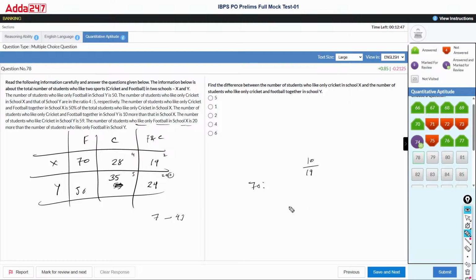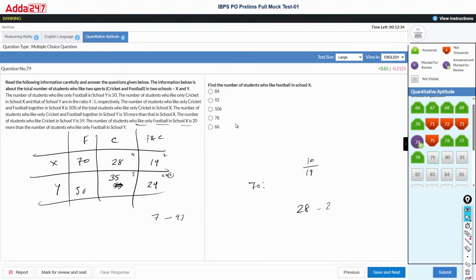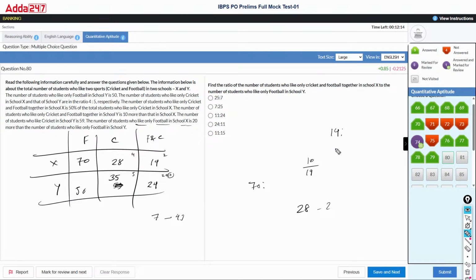Find the difference between the number of students who like only cricket in X and the number of students who like only cricket and football in Y. So 4. Find the number of students who like football in X. Students who like football in X. So 84. Find the ratio of the total number of students who like only cricket and football together in X to the students who like only football in Y.